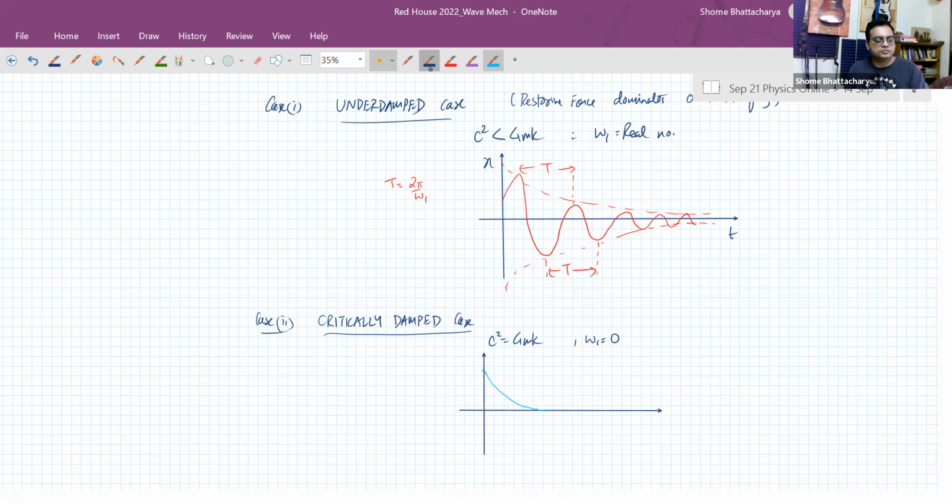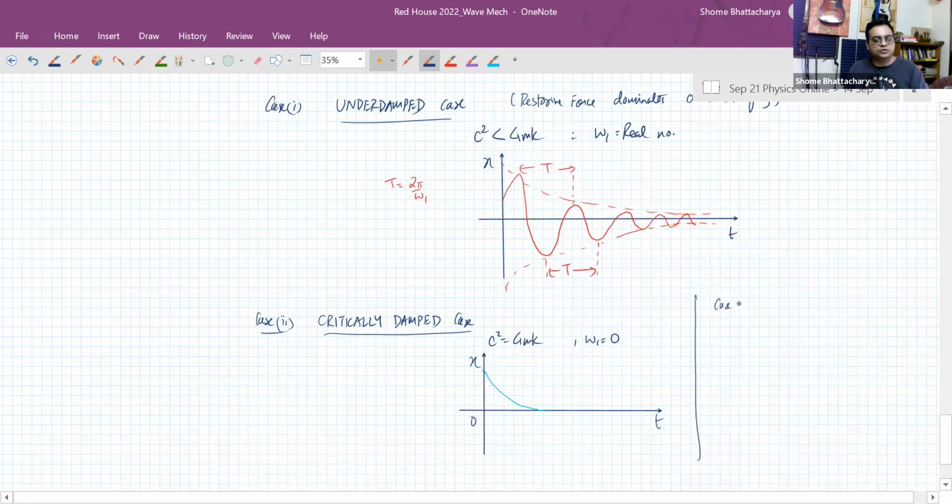Without alternating, without oscillating, it will just decay to zero in some finite amount of time only. And the third and final case is also very similar to this, so we can include it here. The overdamped case, where basically the damping dominates.